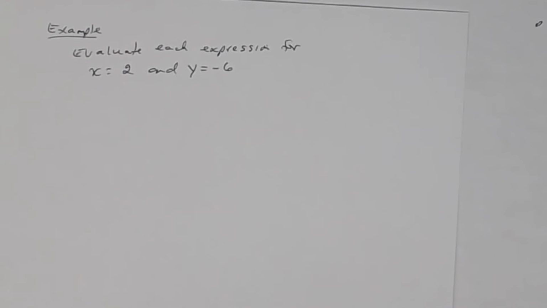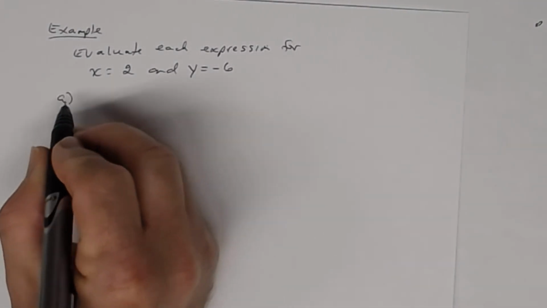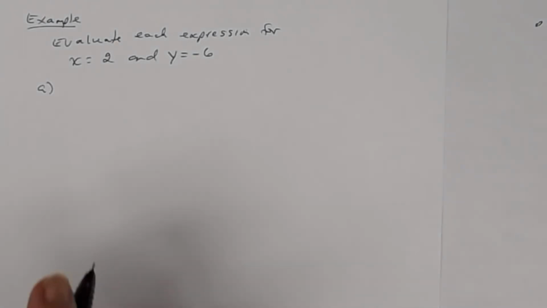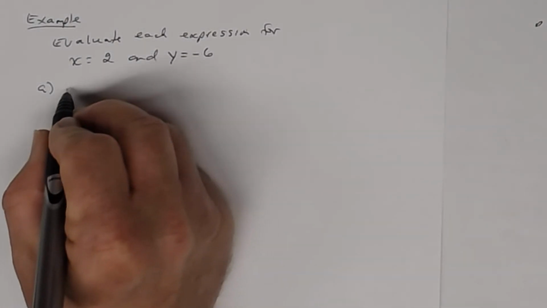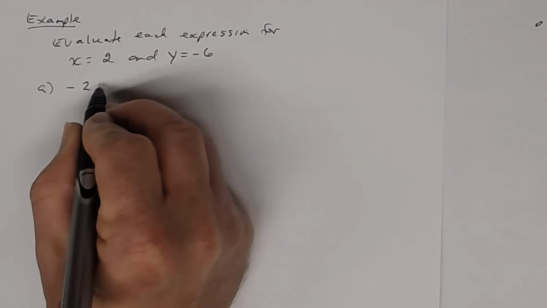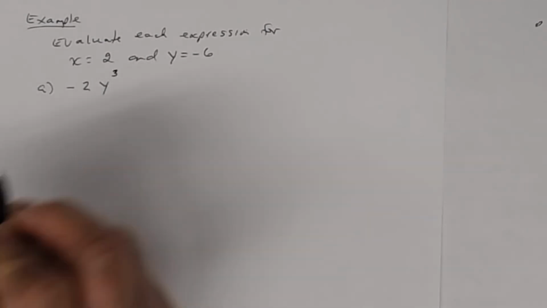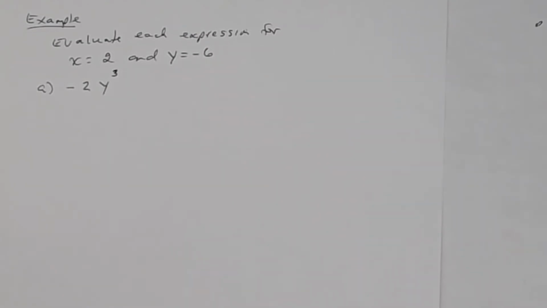Okay, so in this example, we're going to evaluate each expression. This time x is 2 and y is -6. So let's suppose we had this one. Let's call this letter A. In letter A, let's suppose we had -2y to the third power.